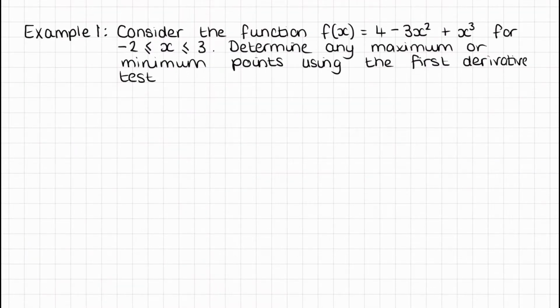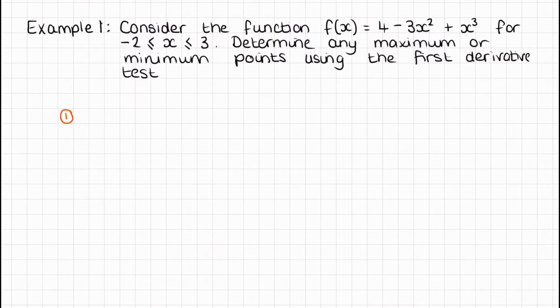Example 1, consider the function f of x equals 4 minus 3x squared plus x cubed for the domain of x being between negative 2 and 3. We want to determine any maximum or minimum points using the first derivative test. First thing we do is find the derivative, and when we do that we will get negative 6x plus 3x squared. Second step is we make this equal 0 because that will tell us where any turning points are, which will be our maximum or minimums.